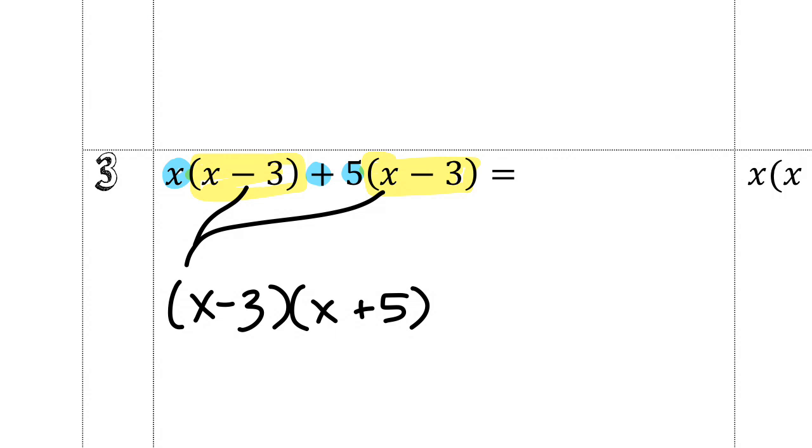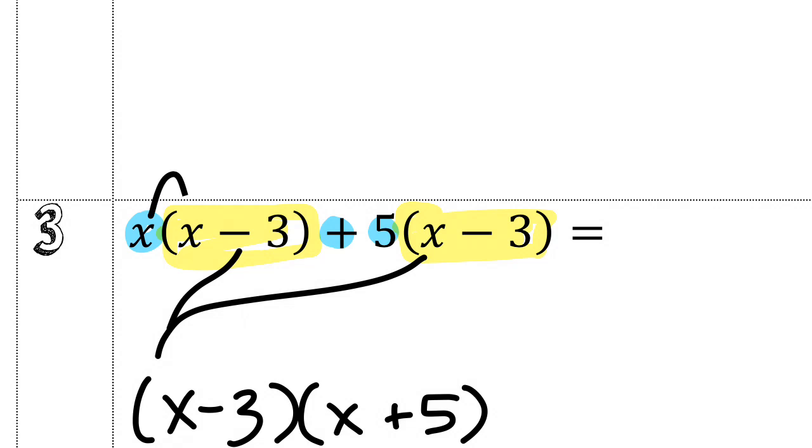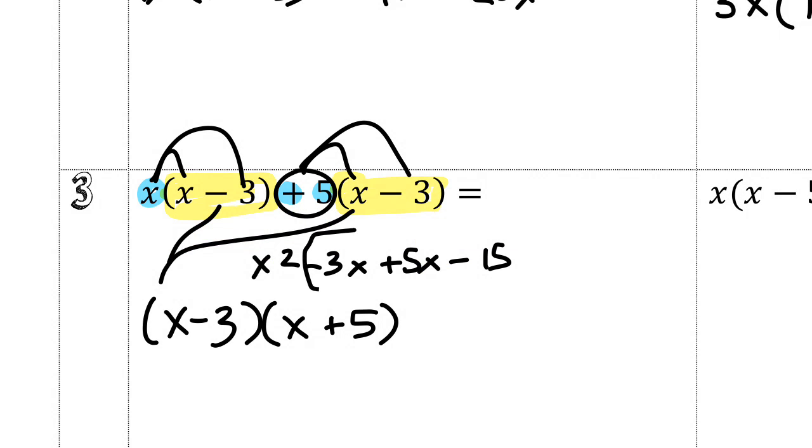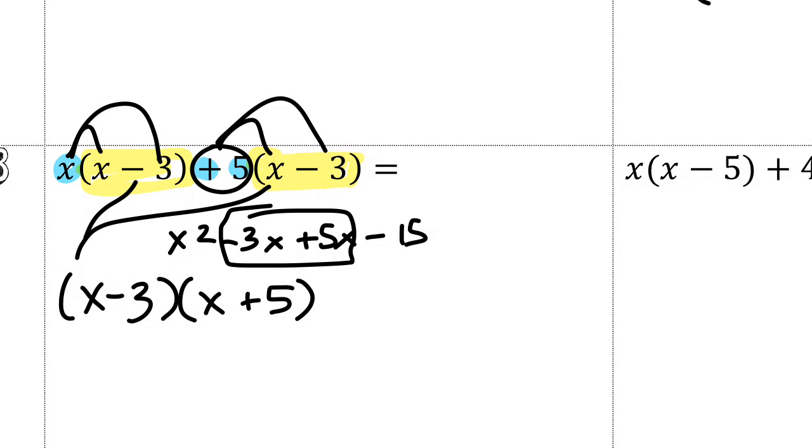So I'm going to start with multiplying the top part out. So x times x is x squared. X times negative 3, negative 3x. Okay. 5 times x, plus 5x. 5 times negative 3, minus 15. So we put together the items that are in the middle, and we get x squared plus 2x minus 15.